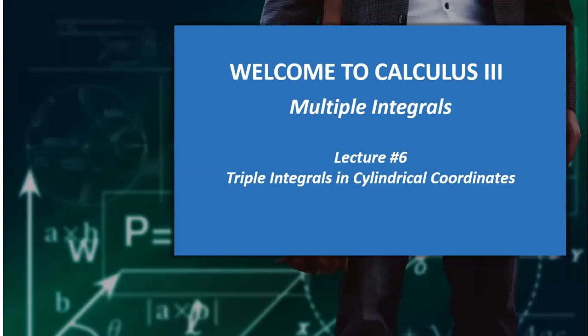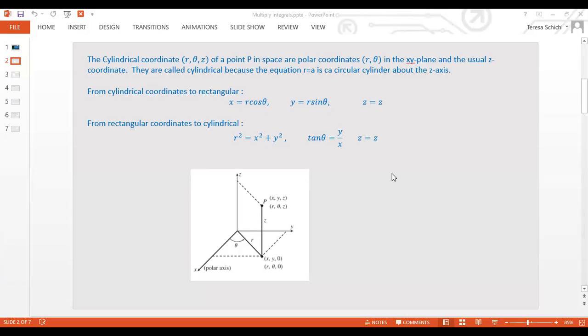In this lecture, we're going to introduce a new coordinate system, and we call it the cylindrical coordinate system. We can use this coordinate system to sometimes simplify our triple integrations. Let's take a look at our lecture notes to see what we cover on the cylindrical coordinate system. So first things first, let's take a look at the cylindrical coordinate system.